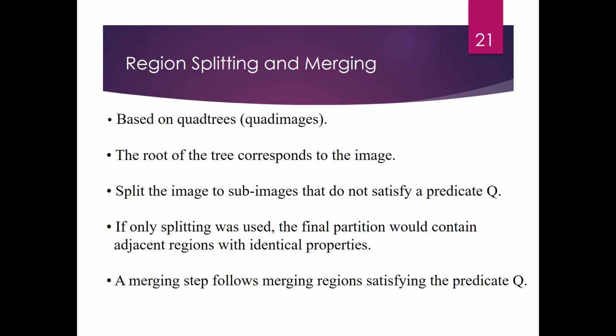So region splitting and merging is based on quad trees, the root of the tree corresponding to the image. Split the image into sub images that do not satisfy a predicate Q. If only splitting was used, the final partition would contain adjacent regions with identical properties. So after splitting, we have to check the predicate with adjacent regions, and if they satisfy it, we have to merge them. A merging step follows, merging regions that satisfy the predicate Q.